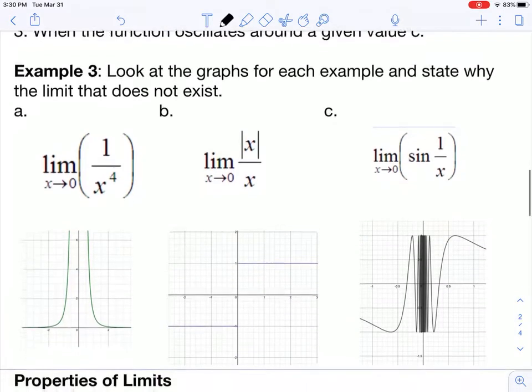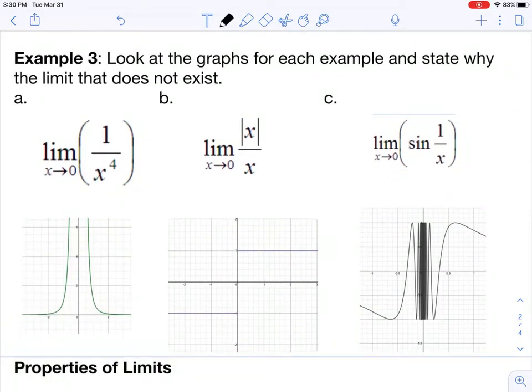All right, I'm back. And there's my graphs. You can see the first one, the limit as x approaches 0. If we look from the left-hand side, we're going up, and I think this one is reason number 2. It goes to infinity, so it has no limit. We say the limit does not exist.